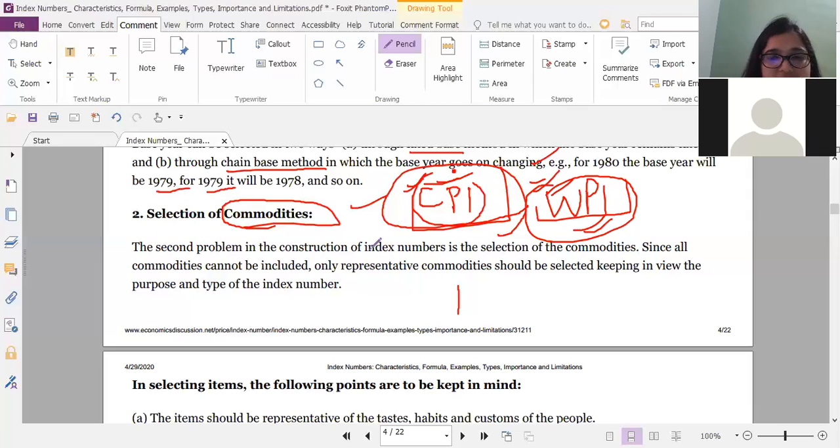The second problem in the construction of an index number is the selection of commodities. Since all commodities cannot be included, only representative commodities should be selected, keeping in view the purpose and type of index number. You should all remember that all the commodities in the economy cannot be included in an index number. So you should be very selective. You need to select only the representative commodities, those which matter to you.